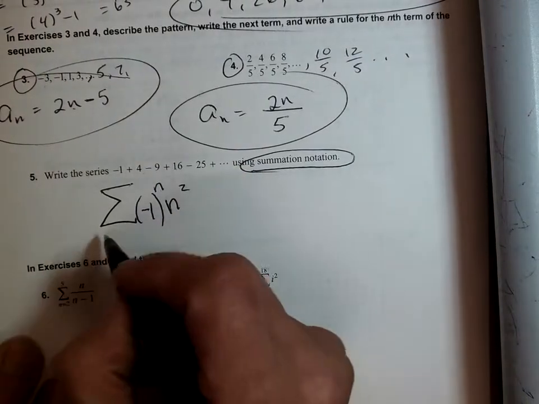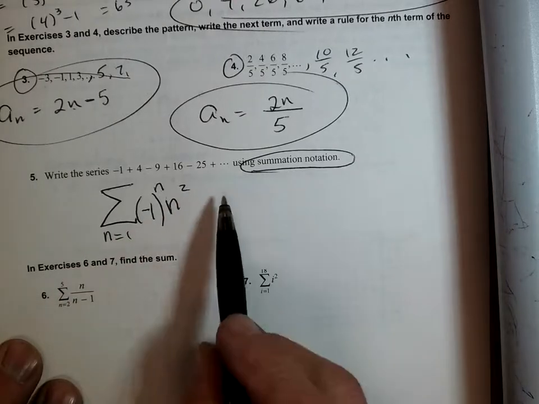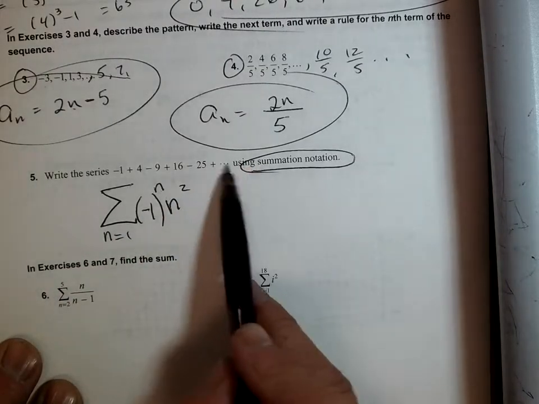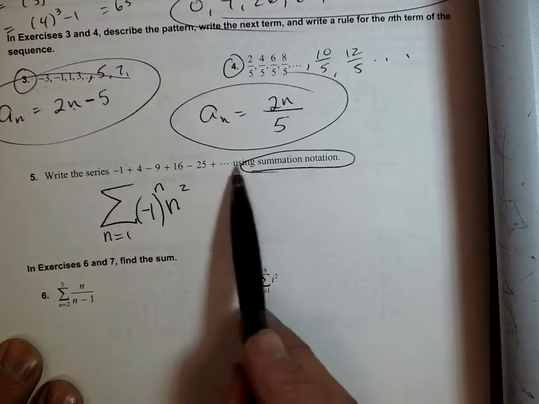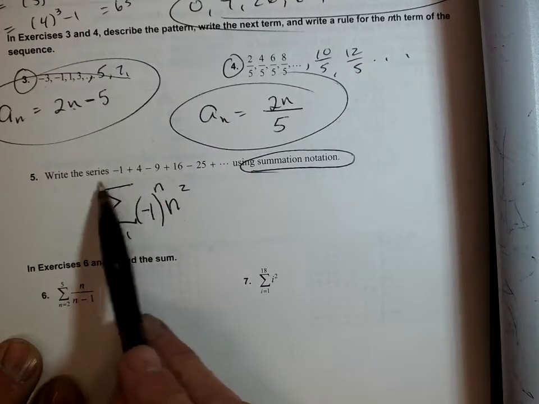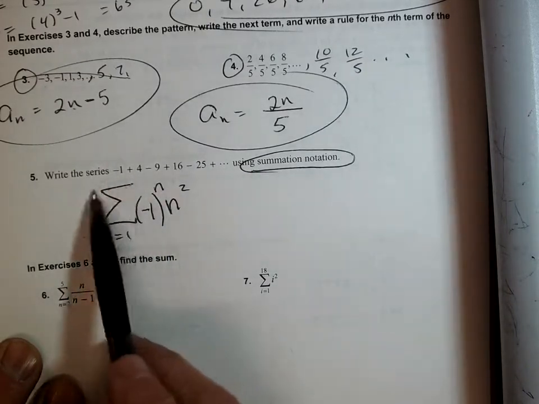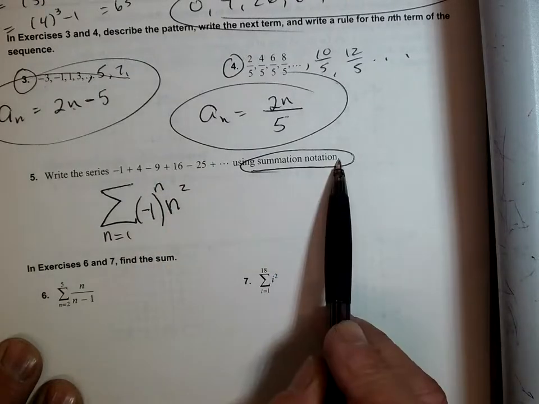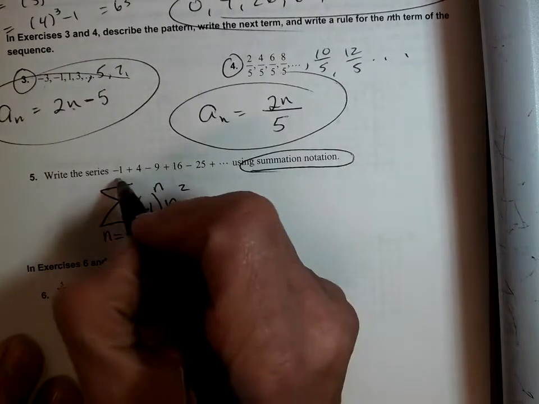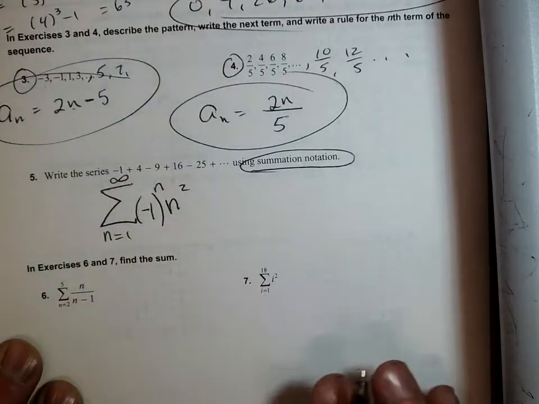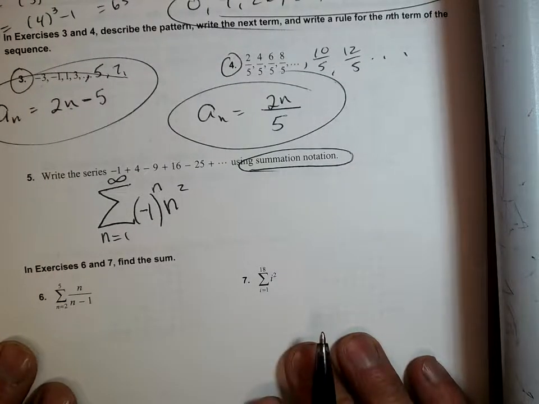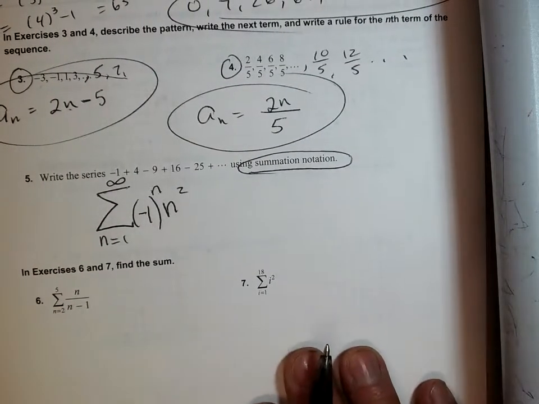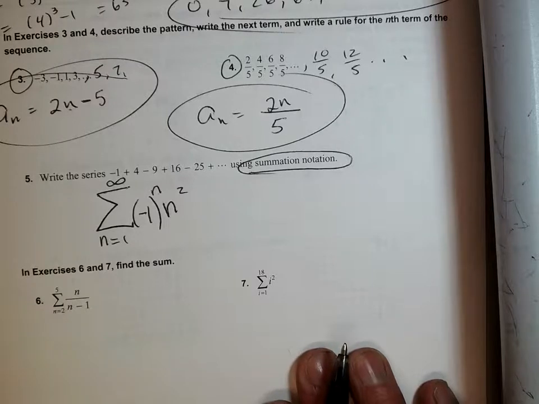Now, n has to start at 1. But where does it end? Dot, dot, dot, dot. Where does it end? What's my last term? It doesn't end. So whatever number goes up here has to be my last term. How many terms are there? Infinite. So we put infinity here because of the dot, dot, dot. I think that makes sense. Alright, that was a horrible infinity.